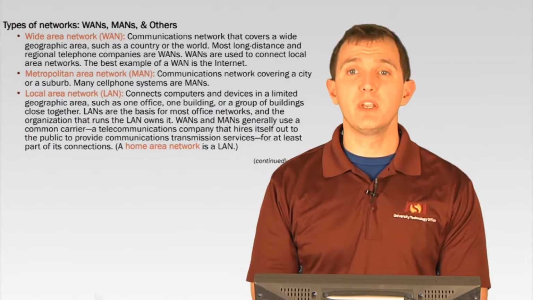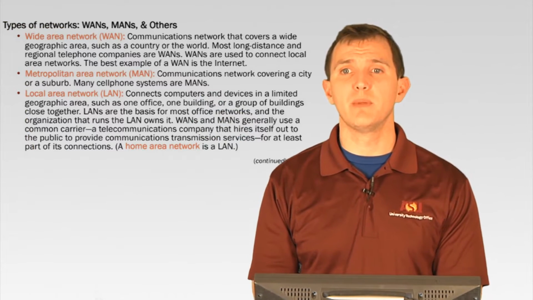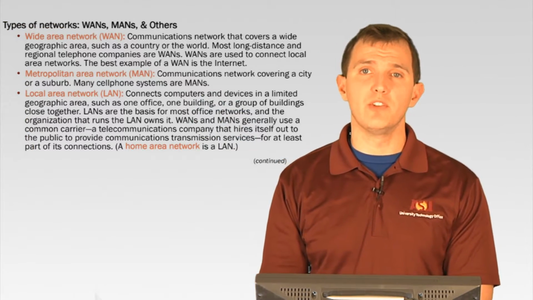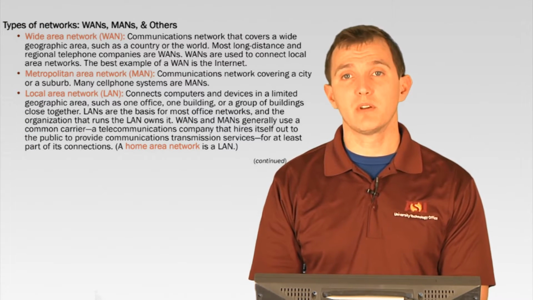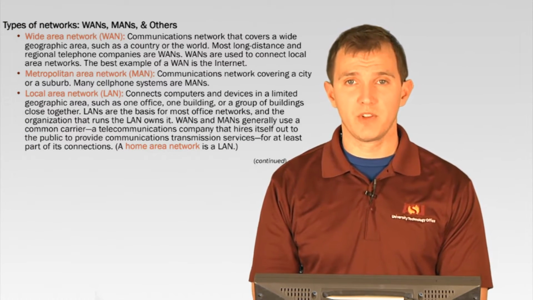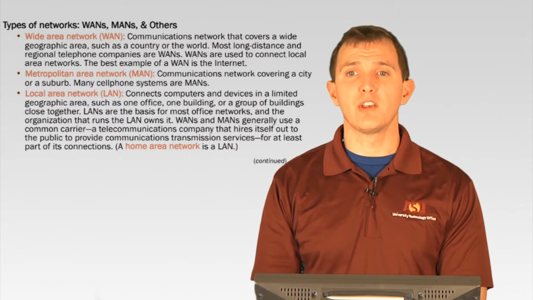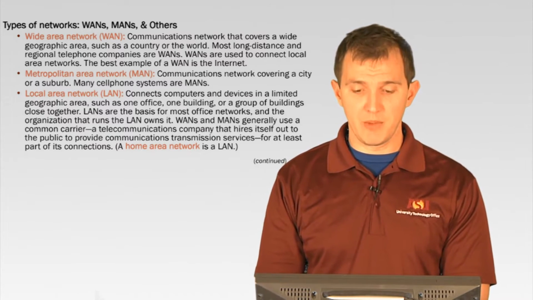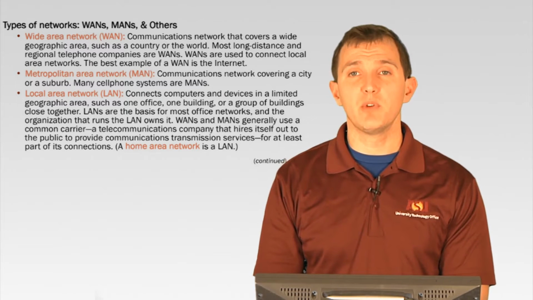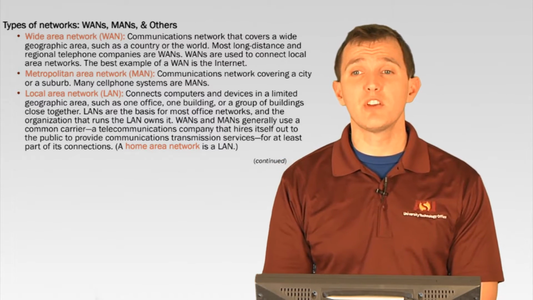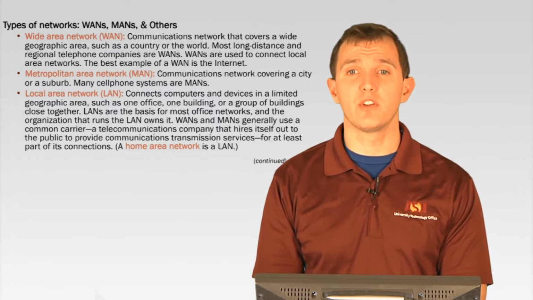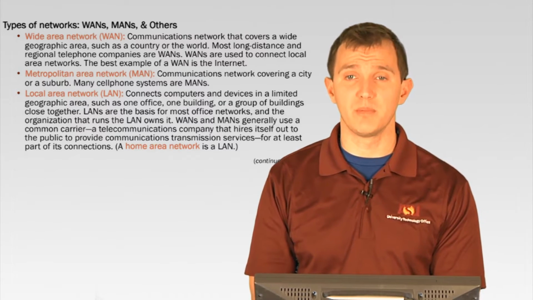So here are some of the many types of networks. We have WANs, MANs, and LANs. The easiest way to remember these, a wide area network, an example would be the internet itself. So the internet itself is a WAN. And then we have a MAN, a metropolitan area network, which would be defined as a communication network covering a city or a suburb. The M is for metropolitan.